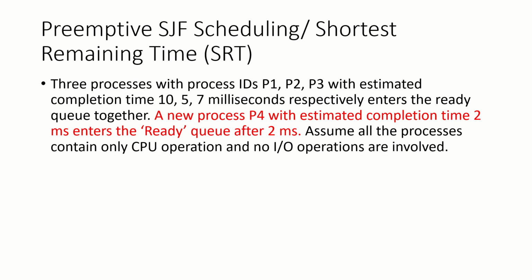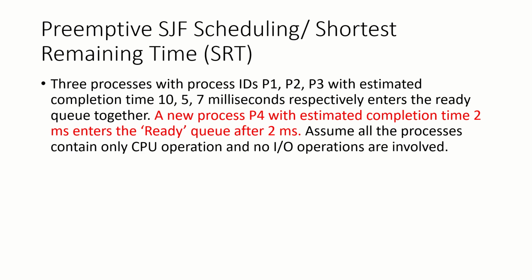But since preemption is there, we can now compare the completion time of the new process P4. It has a completion time of 2 milliseconds, which is really less compared to the P2 execution time of 5 milliseconds, isn't it? So now we have to stop the execution of P2 and schedule P4 because it is the shortest job we have now. Once we complete the execution of P4, then we can schedule P2 for the execution.